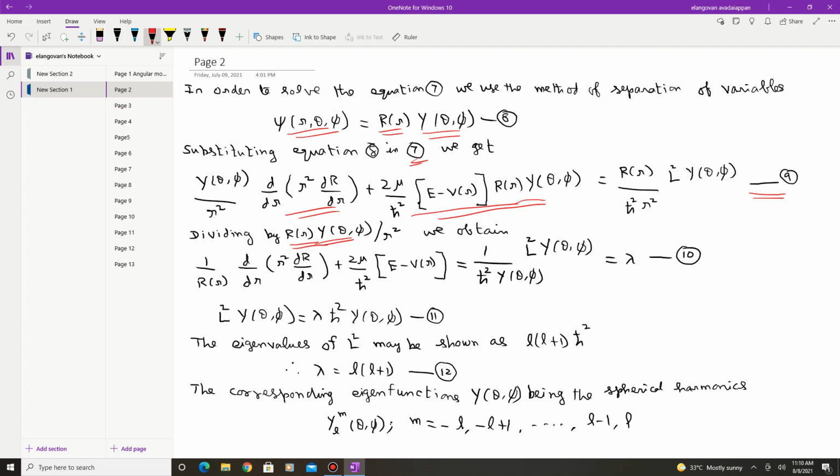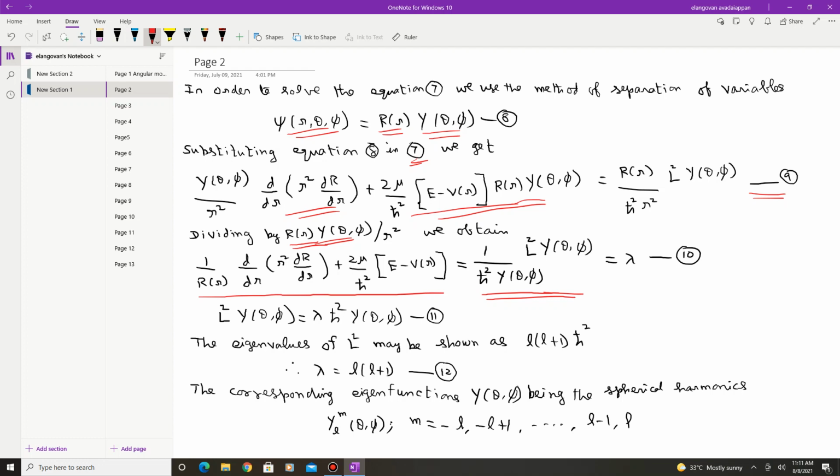So the idea is that one side of the equation we are expressing in terms of the radial coordinate, and the other side is the angular part. So the Schrodinger equation is divided into two parts. One part is a function of the radial coordinate alone, and the other is a function of the angular part. The angular part is on the right hand side, and the left hand side is the radial part.